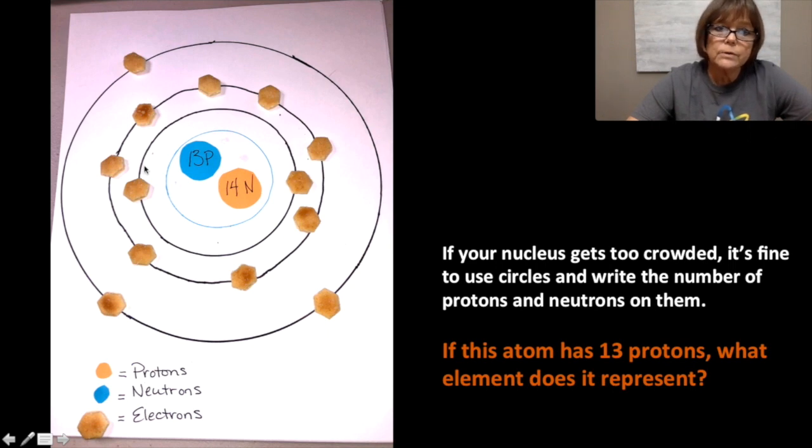I put 2 in the first orbital, which filled that up. I put 8 in the second orbital, which filled that up, and that's a total of 10. But I have 3 more electrons that I needed to place, so I put them in this third orbital. So let's see if you can remember. If this atom has 13 protons, what element do you think it represents? We've worked with this one before. Yes, it's aluminum. See how easy this is?